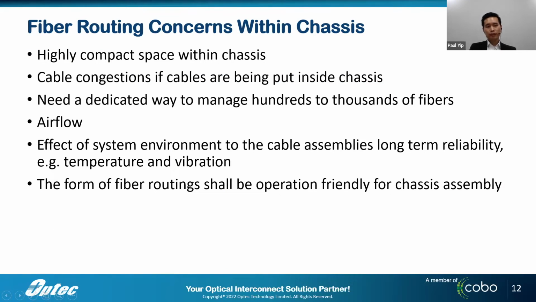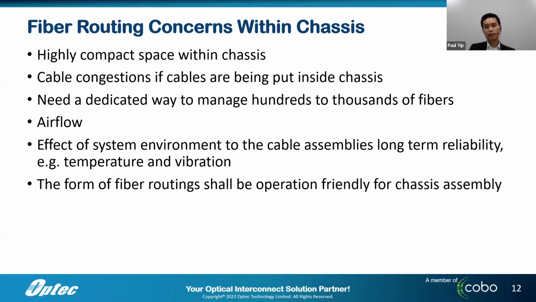With fiber routing inside the chassis, of course, we know the space is very limited, and cable congestion will come up if we use large cables. So how can we not just manage those fibers, but also improve airflow? As we all know, heat is the biggest challenge for every data center, and it causes a lot of power consumption as well. So hopefully the flexi circuit can help with that.